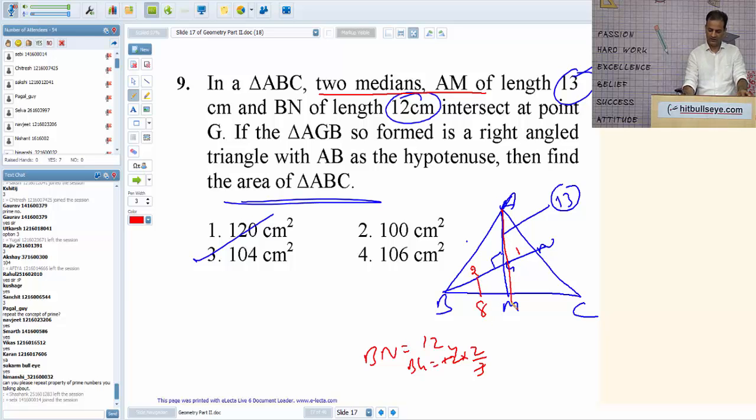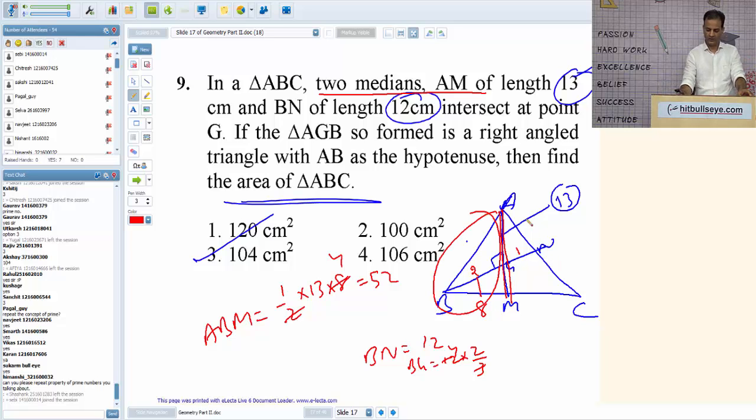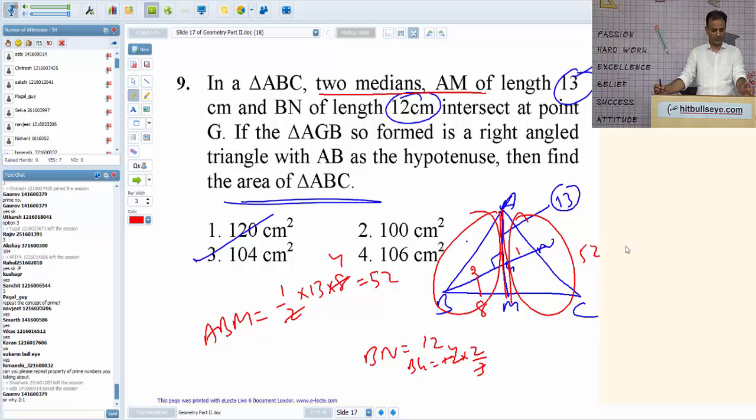AM is 13. Half into base into height is the area. So area of triangle ABM, this is the area of triangle ABM, which is 52. And we know AM is the median. So median divides the triangle into 2 equal parts. So this area is 52. So this area will be again 52. So you can get the answer as 104.